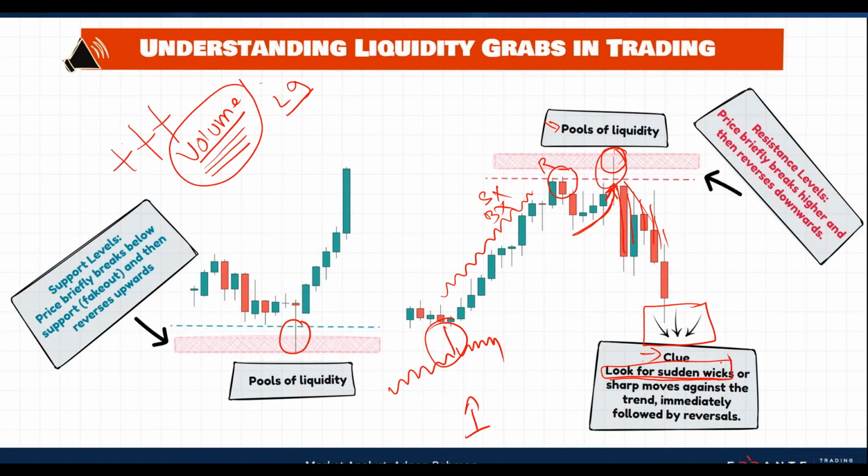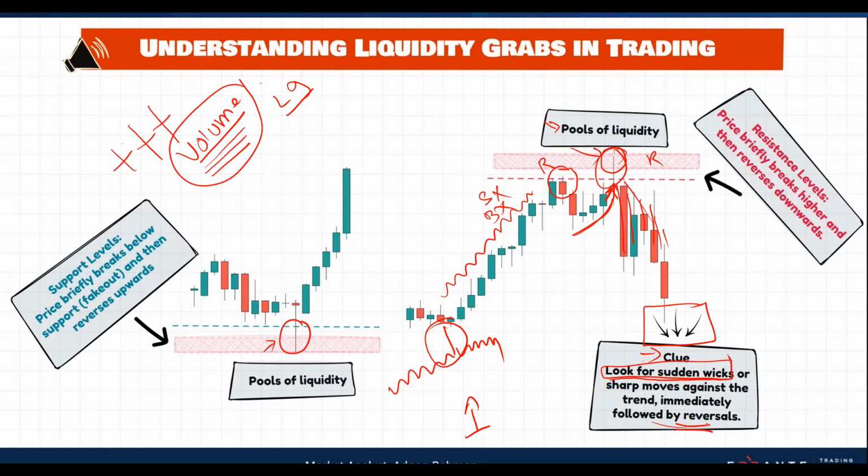And what does a wick itself mean? It means reversal. See this wick over here, it means reversal. This wick over here, it means reversal. And sharp moves against the main trend, immediately followed by reversal. Keep this in mind.